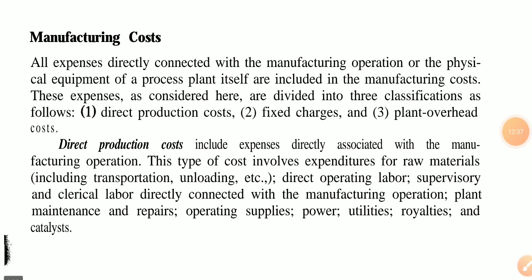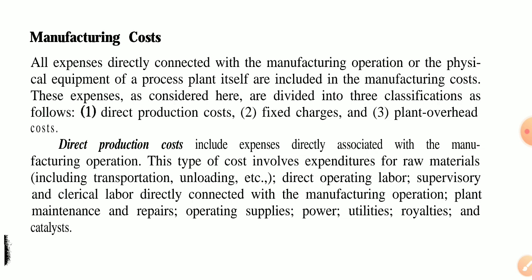All these expenses directly connected with the manufacturing operation or the physical equipment of a process in a plant itself are included in the manufacturing cost. These expenses as considered here are divided into the 3 classifications as follows. The first one, direct production cost, fixed charge and plant overhead cost.